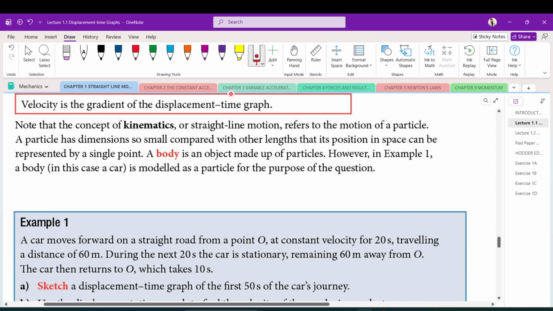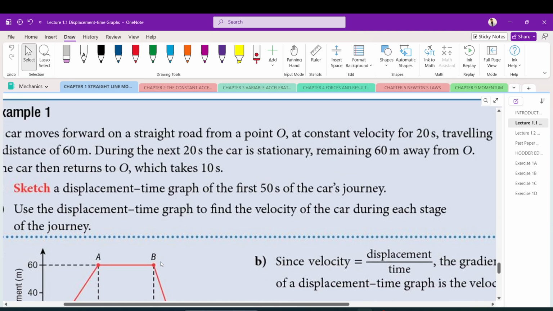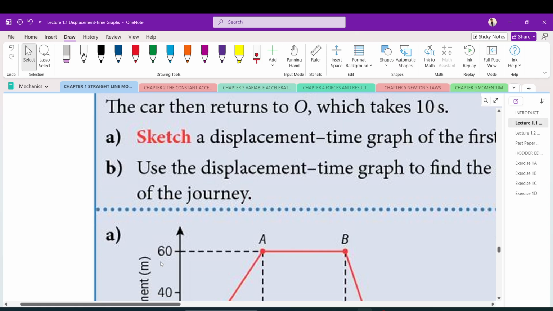If you look over here, there are a few points that we need to underline. A car moves forward on a straight road from point O at constant velocity for 20 seconds. So starting from the origin, it travels at constant velocity for 20 seconds, traveling a distance of 60 meters. During the next 20 seconds, the car is stationary, remaining 60 meters away from O. The car then returns to O, which takes 10 seconds. So that makes up a total of three parts of the journey. It says to sketch a displacement time graph, so this is how your displacement time graph should look for the three-part journey.